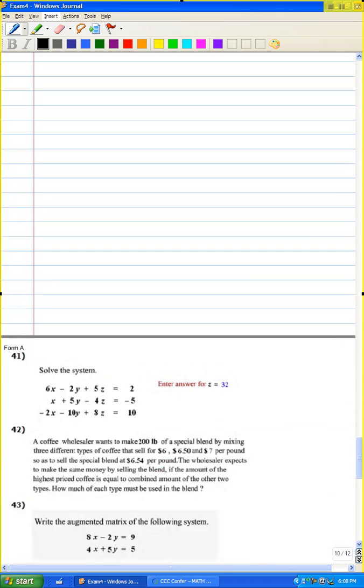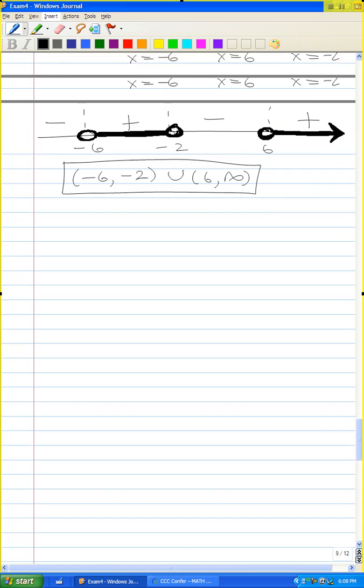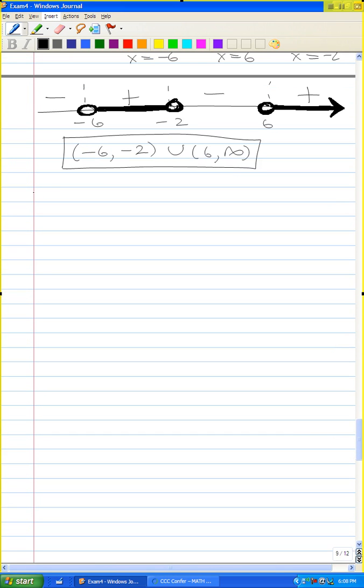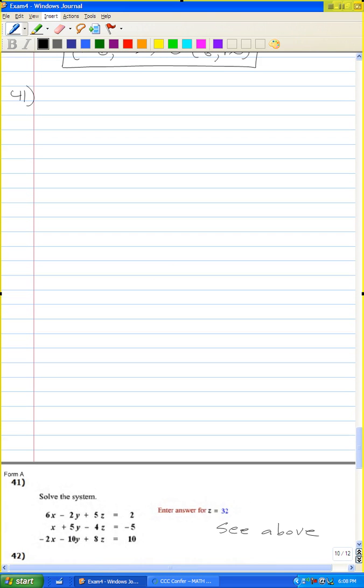Let me do problem number 41. So there, I guess I have to do this above. So problem 41, which is... Let's write this as an augmented system.